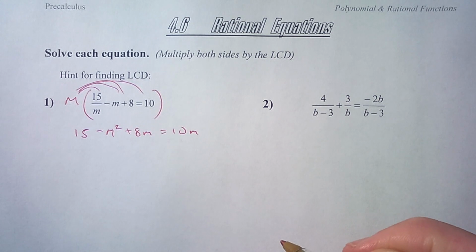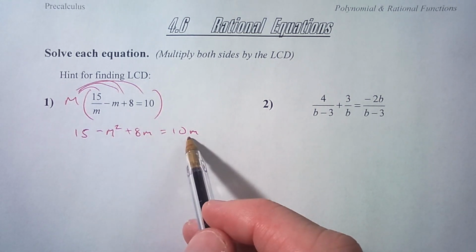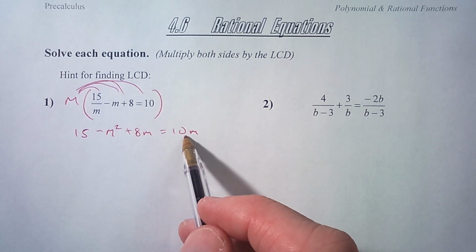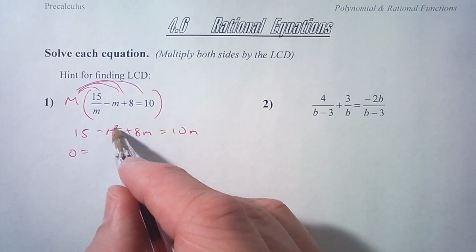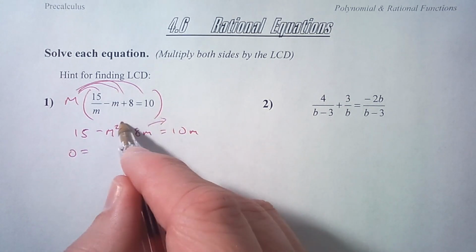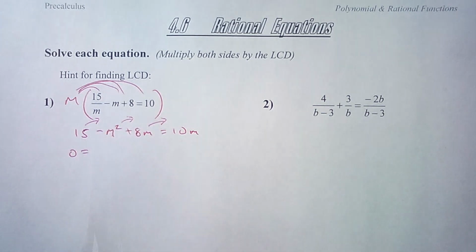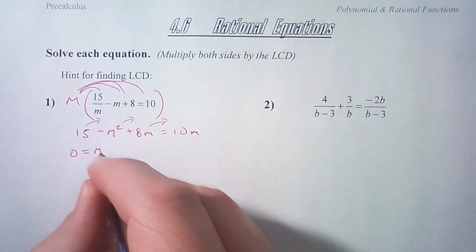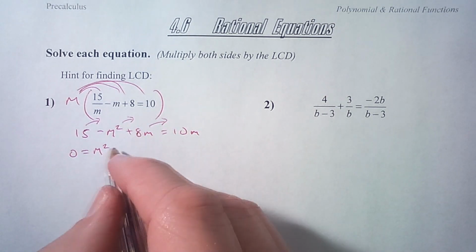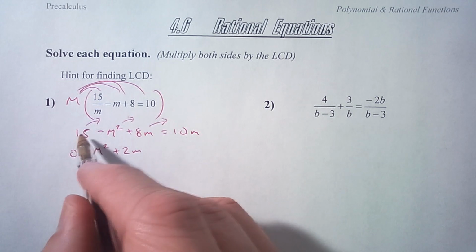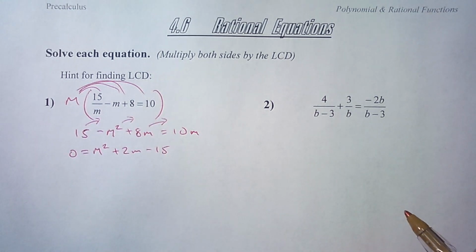Now, when I have an m squared and an m, it's best to just get everything to one side. So we have 0 equals, and I'm going to move everything to the right side, because my squared term is negative, and I want that to be positive. So I'm going to have positive m squared on the right side. Then I have 10m minus 8m, so that's 2m. And then I'll move this 15 over and have negative 15.